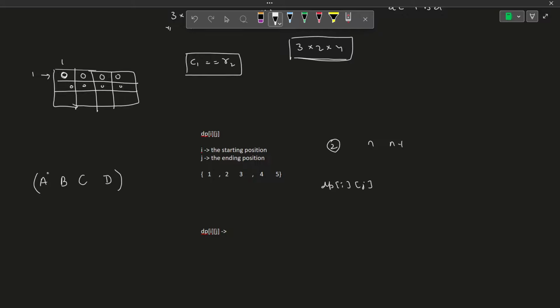So it could have been the case that A was separate and BCD was evaluated first together and then multiplied with A, right? The other way could have been that AB was evaluated first and then multiplied with CD, right? And it could also have been that ABC was evaluated first and multiplied by D. Which is the best possible solution for this particular input?